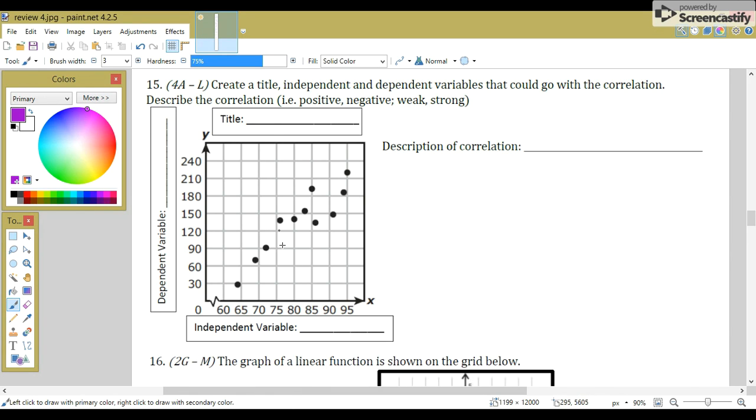Create one of these of your own. Write something down for each of these three blanks. Now this correlation. This is a positive correlation. The points are pretty close together in a linear line, so it is positive strong.